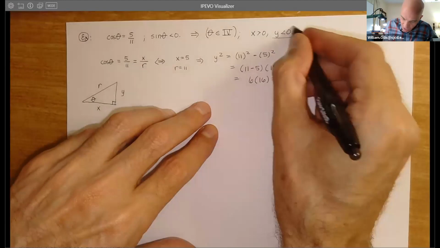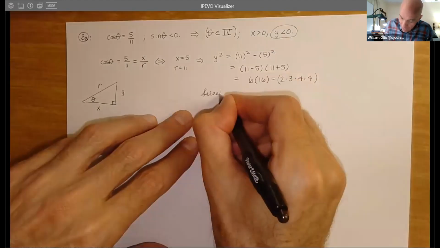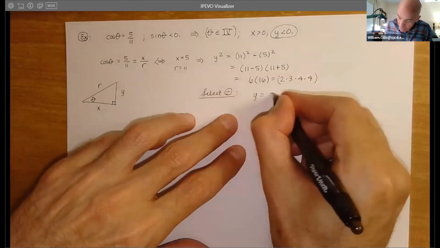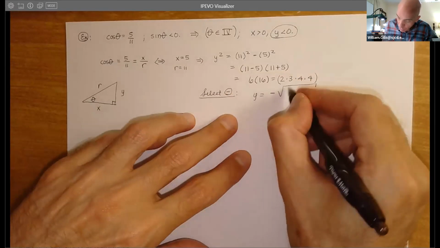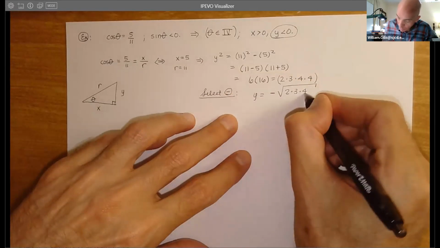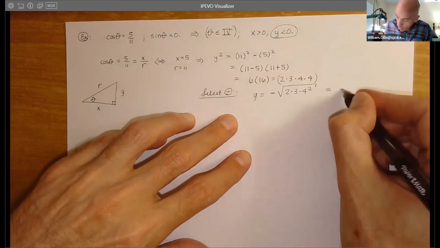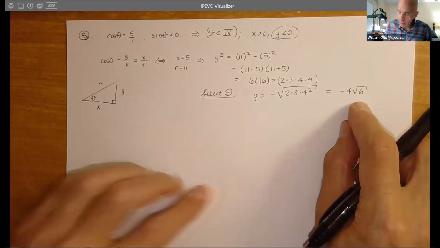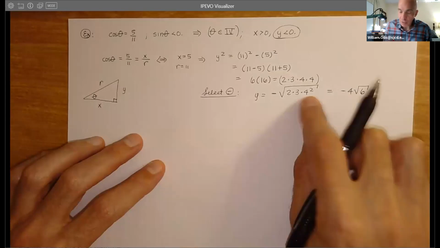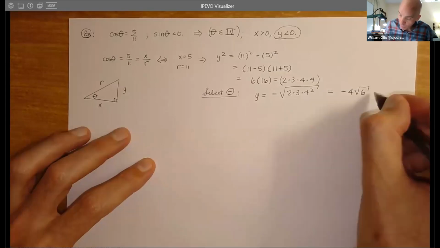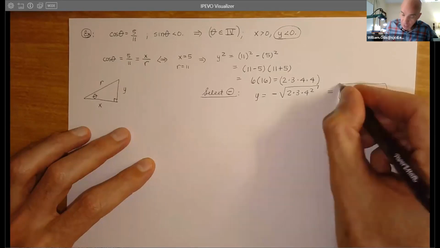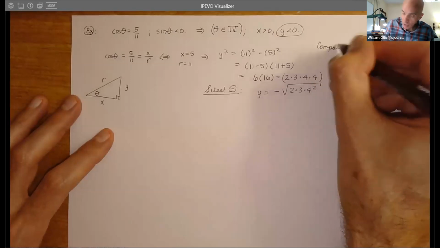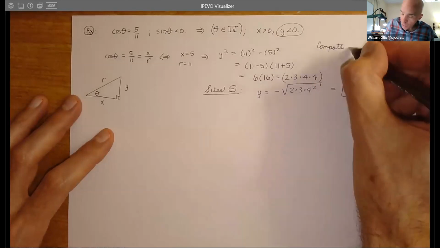So that's good. So select, what is it? Y is negative. So select negative. So y equals the negative square root of 2 times 3 times 4 squared. So this will just be negative 4 times the square root of 6. So I looked at factors so we could see where the perfect square of 4 squared is. So we extract the 4. So now we've got y here. I'll just put it y again. So we're done. So now let me write what we do. We're going to compute the remaining trig functions.